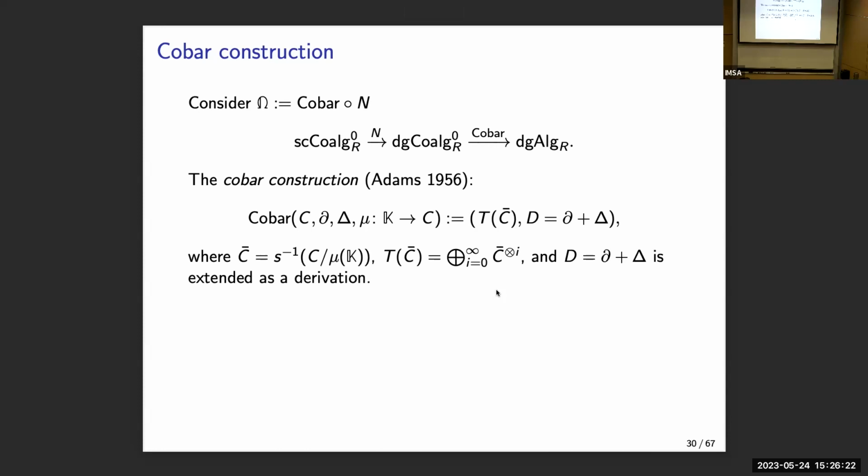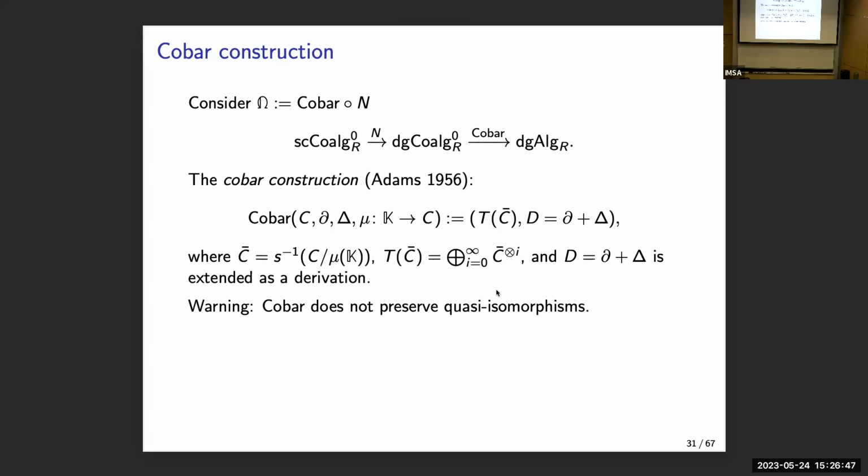But first, a warning, which is related to why you should be skeptical of many of these constructions. And the warning is that, as I defined it, this Kovar construction does not preserve quasi-isomorphism. It does not send quasi-isomorphisms of coalgebras to quasi-isomorphisms of algebras.